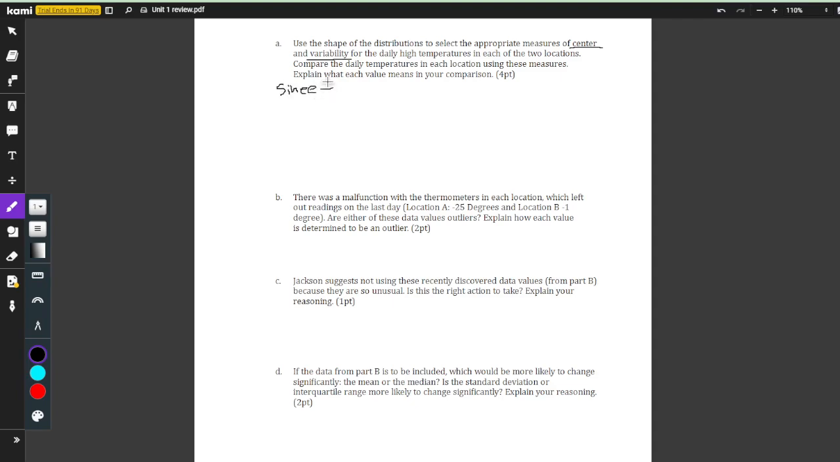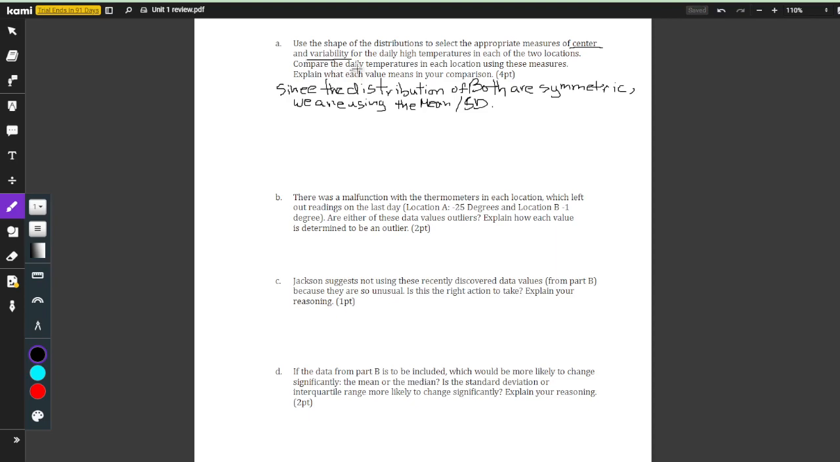We have to write in complete sentences. Since the distribution of both are symmetric, we are going to be using the mean and standard deviation.